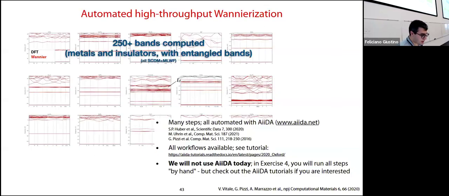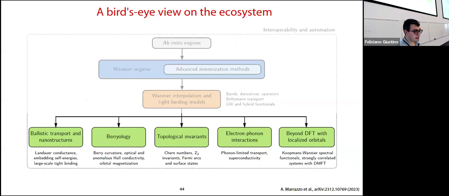Okay, but I stress this is available, but I think what Junfeng will show you on Saturday is probably an even better approach than this. Okay, so let's go back to the ecosystem. Now we have covered somehow the interpolation of operators, so Wannier interpolation of the band structure, of the spin operator and other operators, and what can you actually do with that? We said there are all these different applications related to transport, Berry-ology, topological invariants, electron-phonon, and more. There are other applications that are not listed here, but these I think are the major ones.